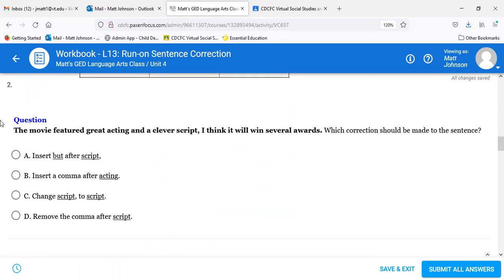Hello, let me see. The movie featured great acting in a clever script, comma, I think it will win several awards. Which correction should be made to the sentence? A, insert but after script. B, insert a comma after acting. C, change a script to a script. D, remove the comma after script.